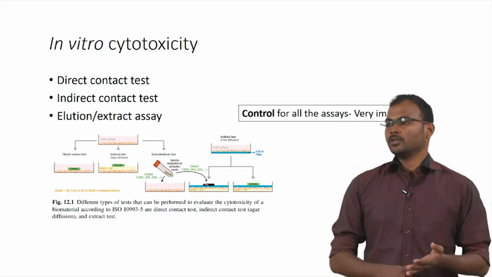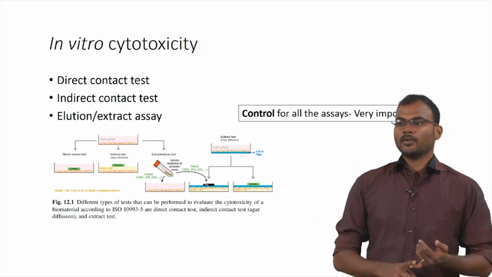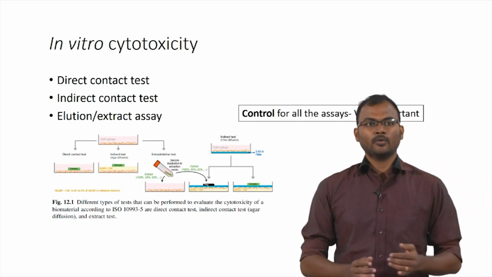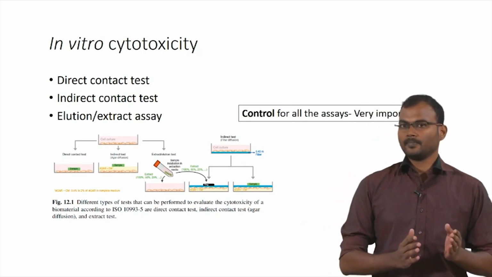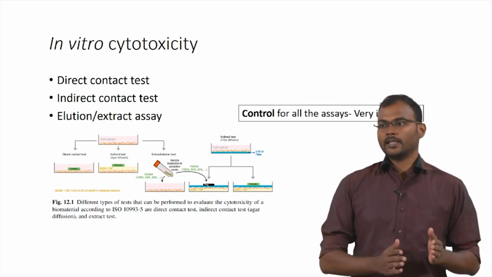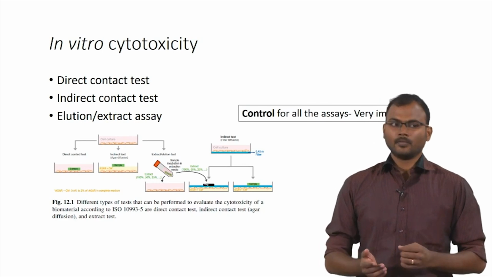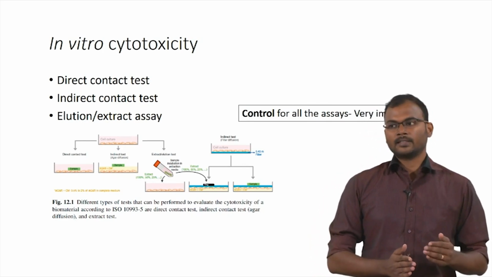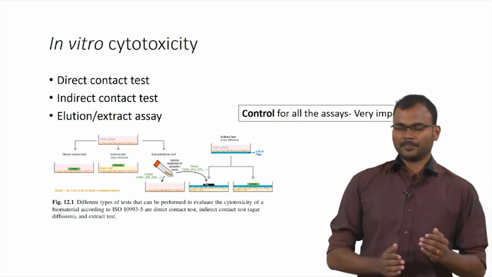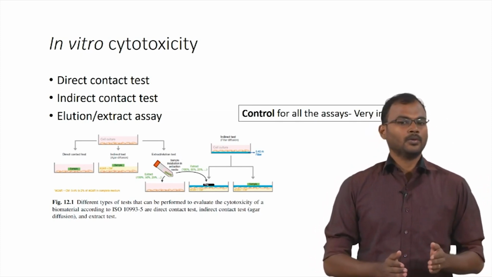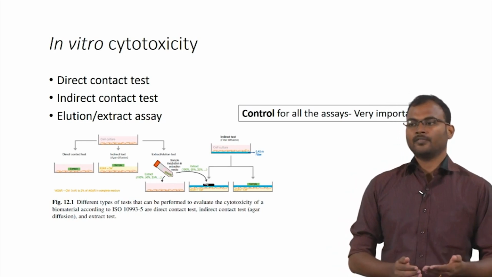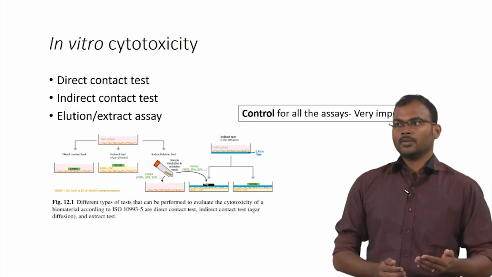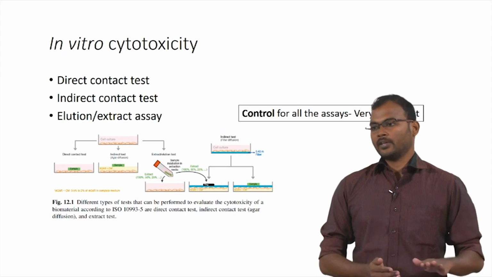You should have a positive control and a negative control. For the negative control, there would be a standard material. So, if you are testing orthopedic implants, there would be a standard material, stainless steel, and you have to test that material for cytotoxicity. The negative control will not have any effect on the cells.